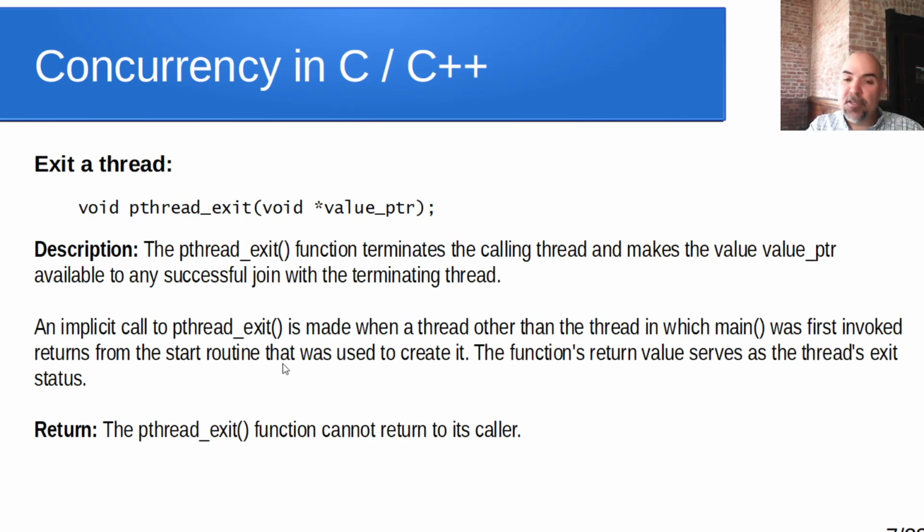Notice it continues on with the next sentence: the function's return value will serve as the exit status for that thread. In other words, you could just have a thread return normally rather than call pthread_exit, and it will implicitly call that for us. As for the return value of pthread_exit, there is none, because it never returns. As soon as I call pthread_exit, that terminates the thread right there. This function will never return a value back because it never returns to the caller. It kills the thread that called it, so the thread is now gone.